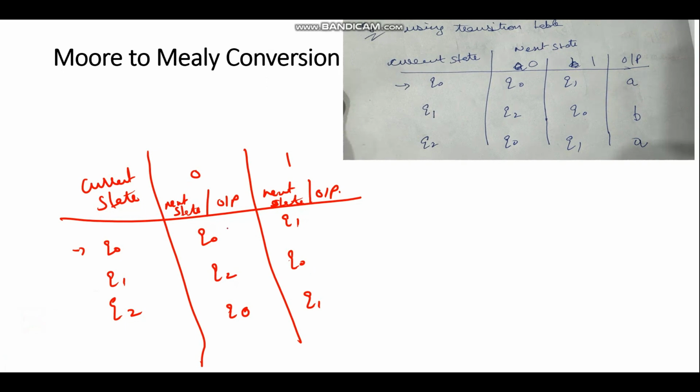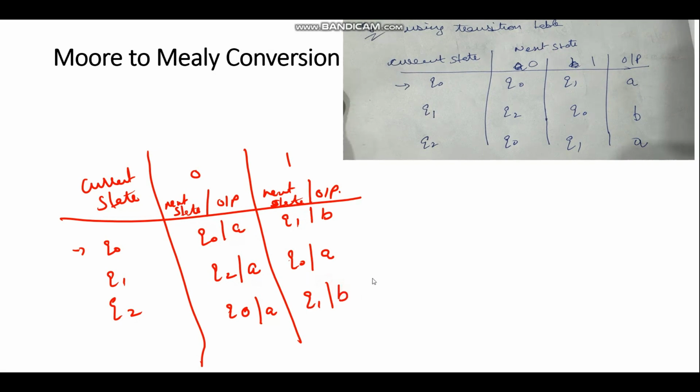So we will write these outputs. For q0 the output is a. For q2 the output is a. For q1, as we can see from here, the output is b, so we will write b over here. For q0 the output is a, we can see from this table, and for q1 the output is b. So this is how we can draw this.